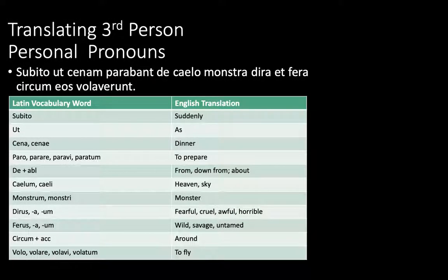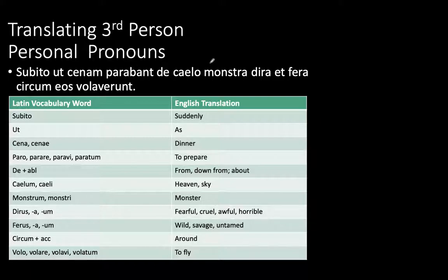Now let's take a look at a second example. Subito ut canam perabant de caelo monstra dira et fera circum eos volaverunt.